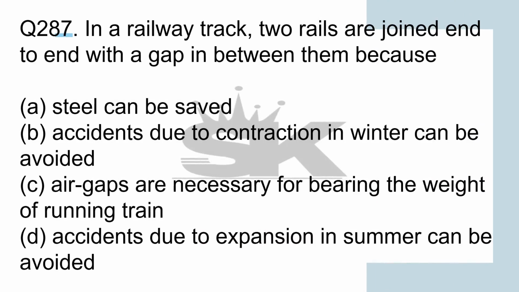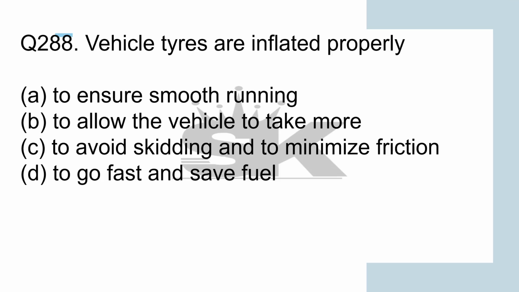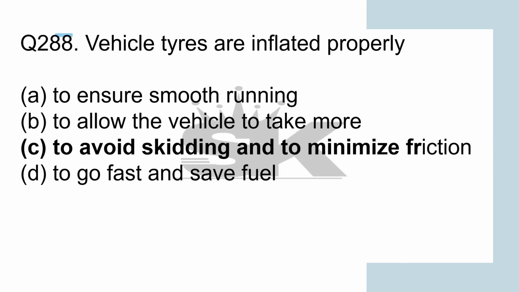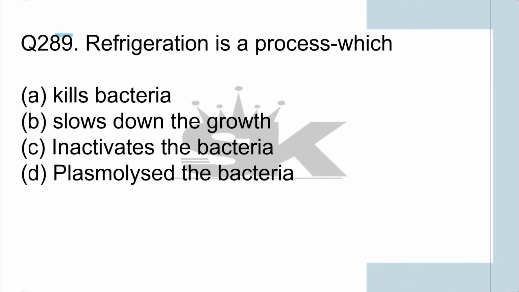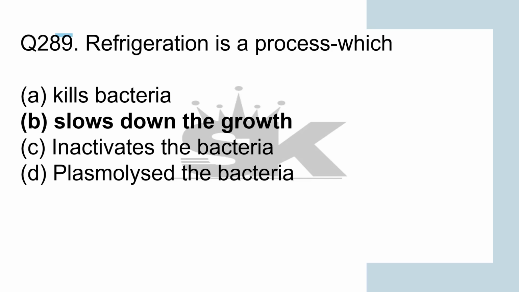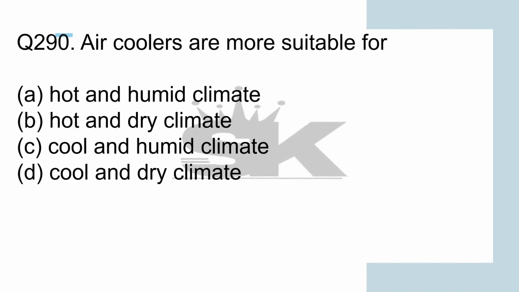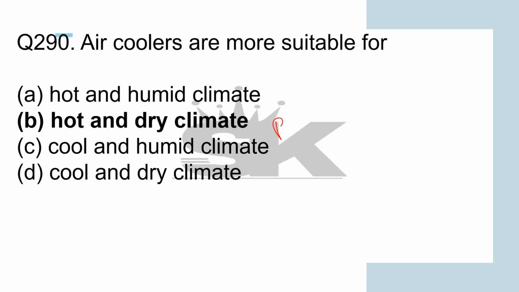In a railway track, two rails are joined end to end with a gap in between. Everyone knows this, right? Accidents due to expansion in summer can be avoided. Vehicle tires are inflated properly to avoid skidding and minimize friction. Refrigeration is a process which slows down bacterial growth. Air coolers are more suitable for hot and dry climates. It works on the principle of evaporative cooling. Okay.